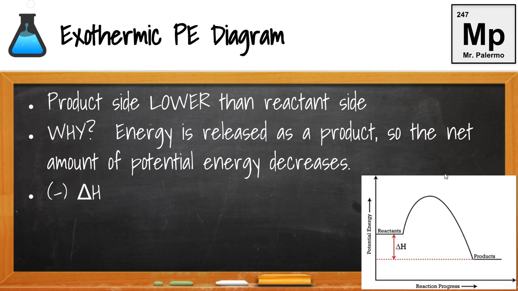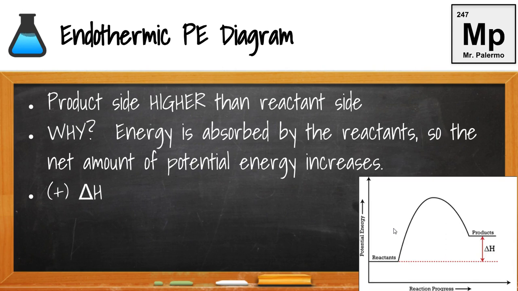So an exothermic potential energy diagram has the products much lower than the reactants. So the product side is lower than the reactant side because in exothermic reactions, the energy is being released or produced, so the net amount of potential energy is going to decrease. We're left with less energy than what we started from. And so that delta H is negative because delta H is the products minus the reactants. So in terms of potential energy, we have products minus reactants, we end up with a negative value.